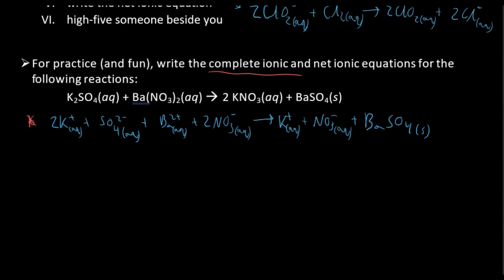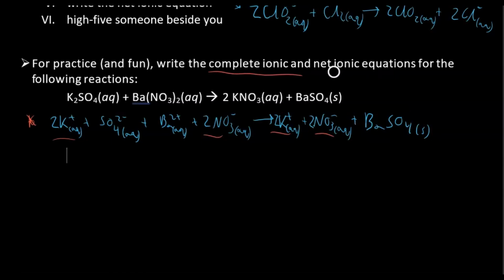Now our spectator ions, oh, I'm supposed to have a 2 here, 2 potassiums, and then 2 nitrates. There's a 2 here, so 2 potassiums, 2 nitrates. So these 2 potassiums cancel out, the 2 nitrates cancel out, and the barium and the sulfate, they can't cancel out because they don't have any of their ions on this side. There's no barium ion and there's no sulfate ion, just the barium sulfate. It's molecular. It's not an ion, so it doesn't count in terms of canceling out.